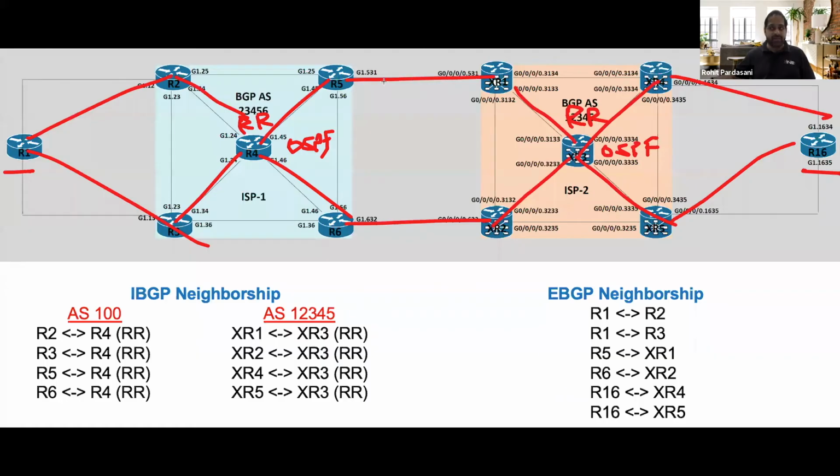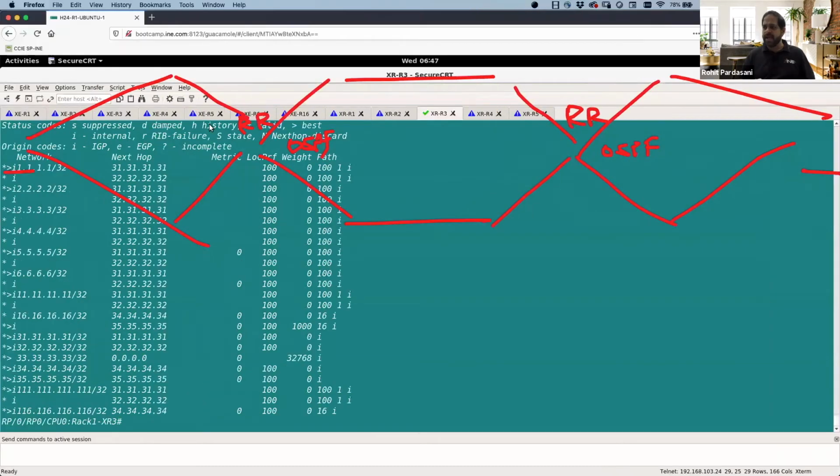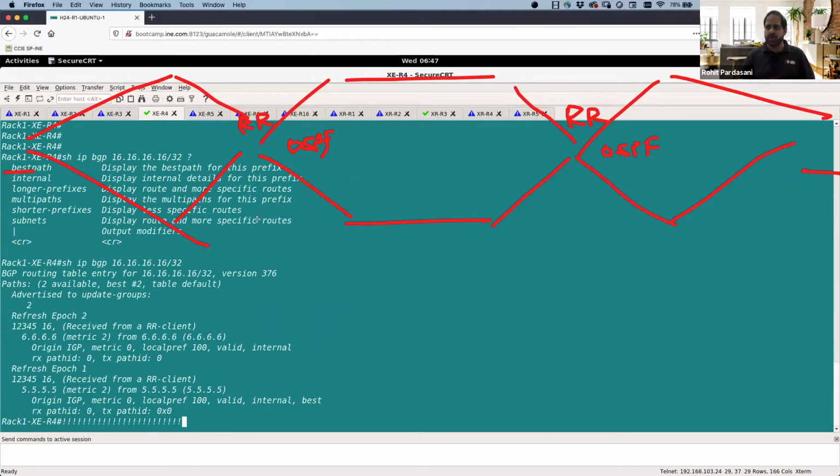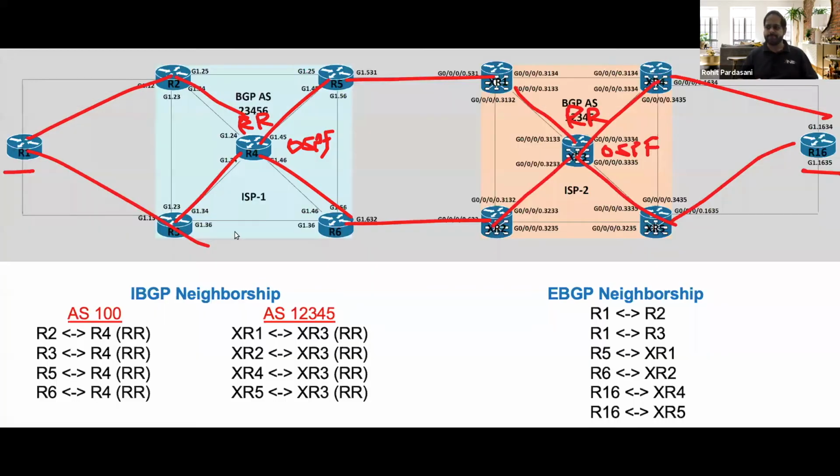R5 should not take the eBGP. He should go down to R6 and exit out. So we want the entire AS to exit to ISP2 using R6 as the exit point. Let's try to achieve this with local preference. Pretty straightforward. So let's go back to, let's say, XR4, which is my route reflector.